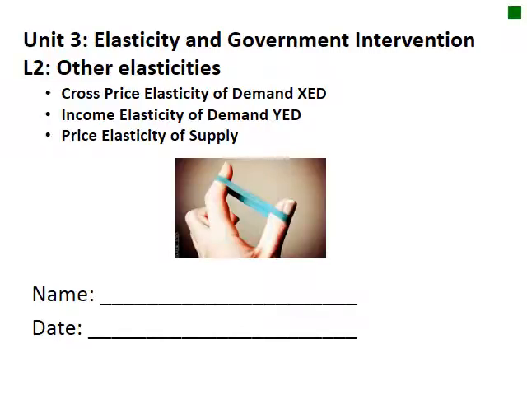In this PowerPoint, we are looking at other elasticities. The previous one we were looking at price elasticity of demand, but now we'll be looking at cross-price elasticity of demand, when we're comparing the effect of a change in price of one good on the quantity demanded of a different good. We'll look at income elasticity of demand and how quantity demanded changes when your income either increases or decreases, and price elasticity of supply.